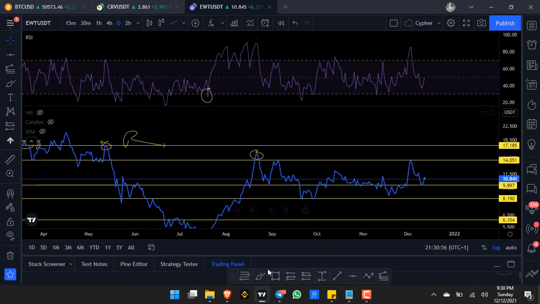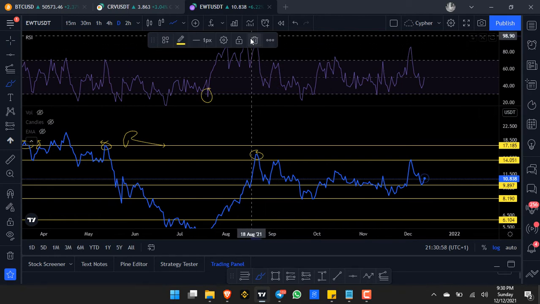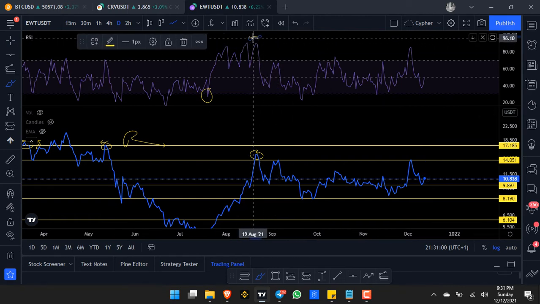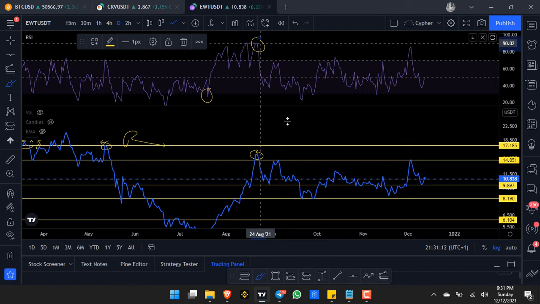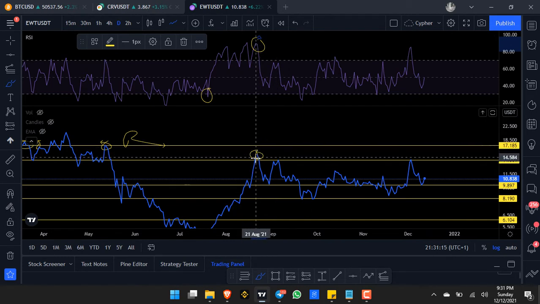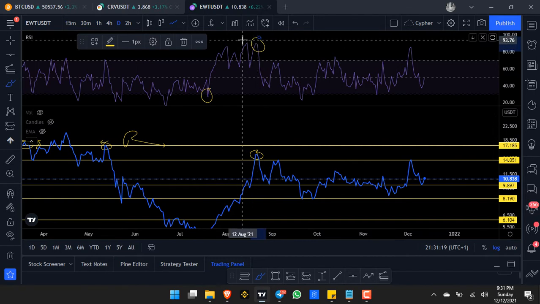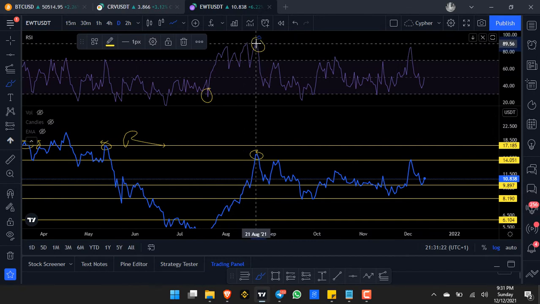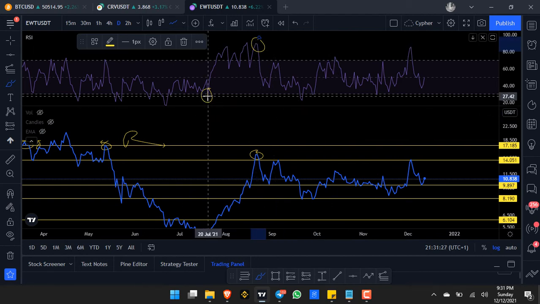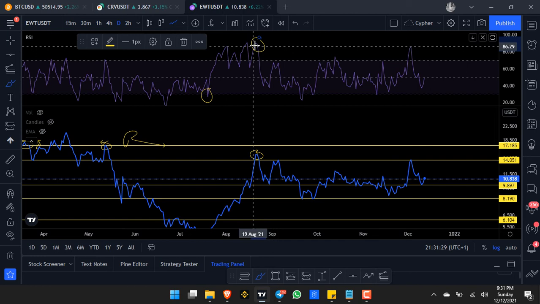Now looking at it from our indicator, you see that we have that peak here. Let me adjust this. Now look at the RSI. Look at that vertical line that is pointing the intersection. Now you see this here as the peak of resistance that it got to. Now compare it to your RSI. Are you seeing where RSI is at? 90.